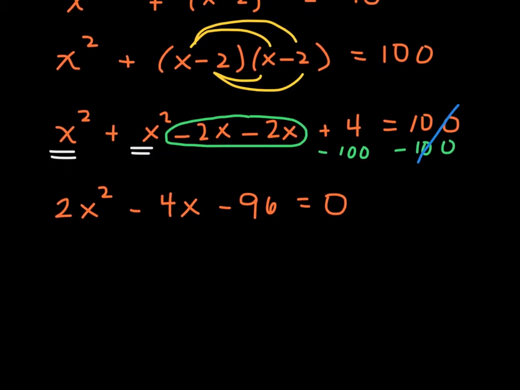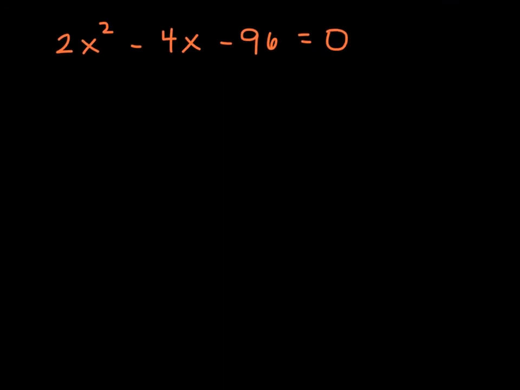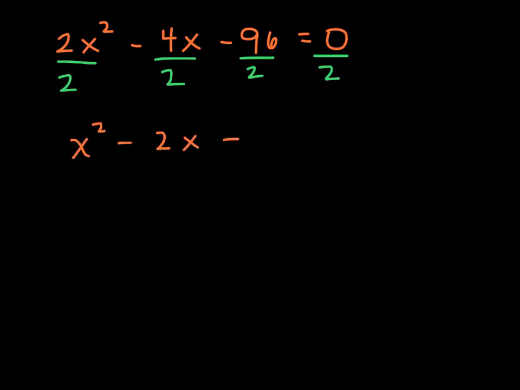What I suggest you do at this point is divide everything by the GCF. So how about 2, right? Everything is divisible by 2. Every single number is even. So what we have now is 1x squared minus 2x minus 48 is equal to 0. Now, whenever we have a quadratic like this and we set it equal to 0 and then we try to factor it, so I'm going to try to factor this.